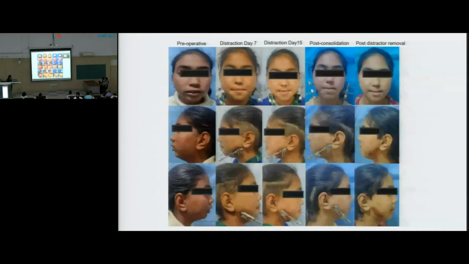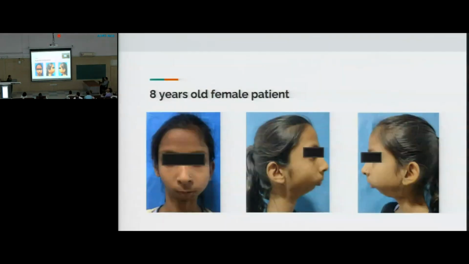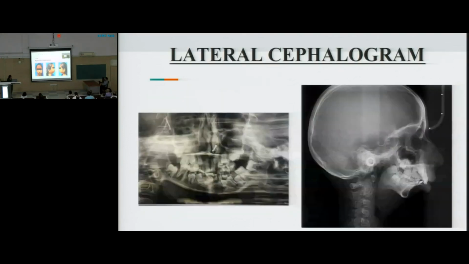And these are the serial photographs of the patient starting from the preoperative. And I just wanted to discuss two cases of the internal distractors which were placed in our department. An 8-year-old patient who gave a history of middle ear infection. Her mother gave a history of middle ear infection when she was 8 days old. And then for one year she had a gradual reduction in mouth opening. When she reported to us, she had nil mouth opening.